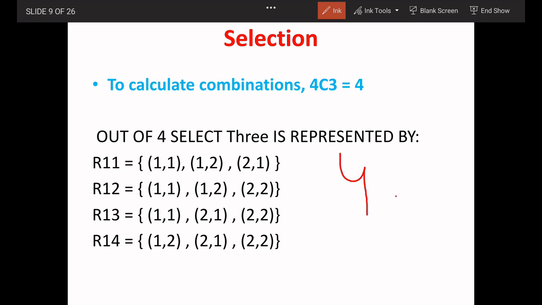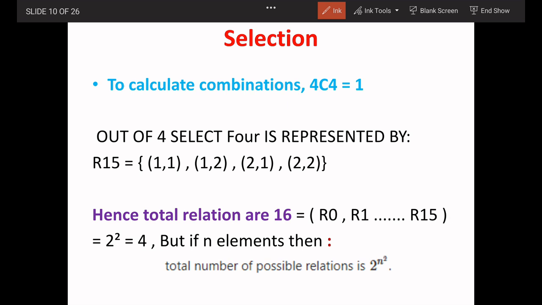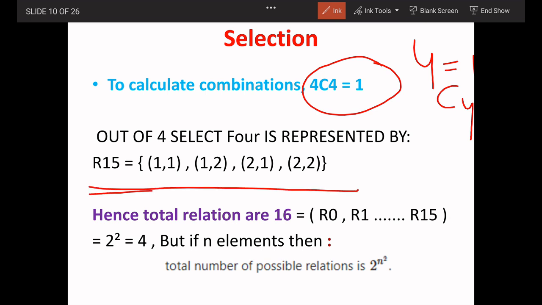So after selecting out of 4, he wants to select 3 elements. So there are 4 cases: 1, 2, 3, 4. You can also check. So if you select, then you will get 4 answers. Now next, suppose the user wants to select 1 out of 4, meaning out of 4 he wants to select all. So that is actually 1. You can see this is my final, meaning this is actually A cross A. Out of 4, if you want to select 4, that is A cross A.